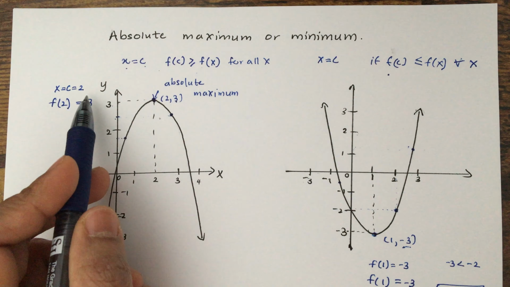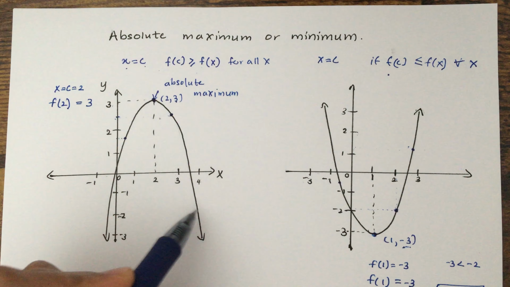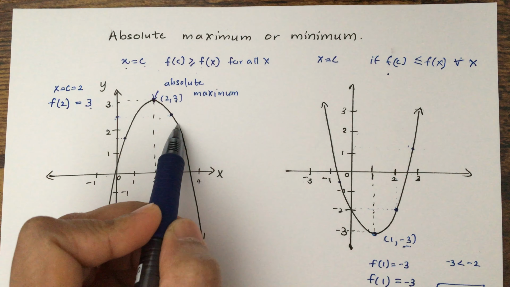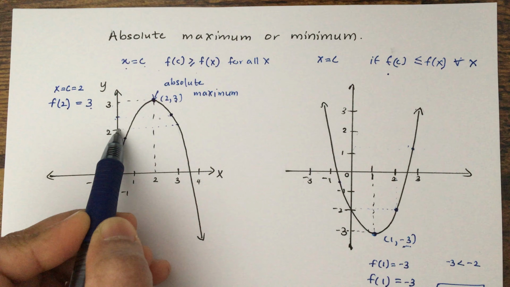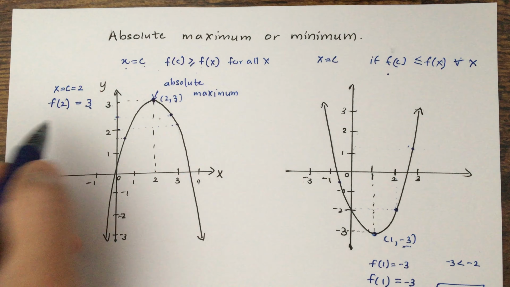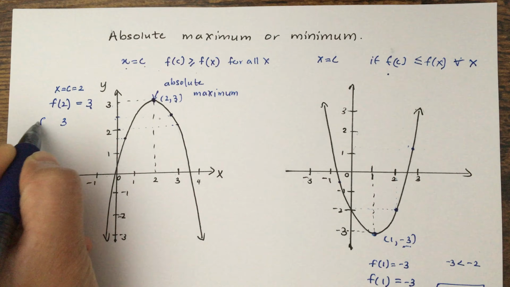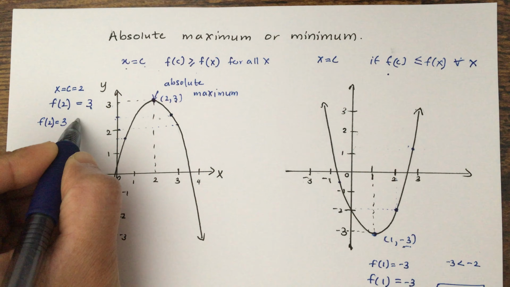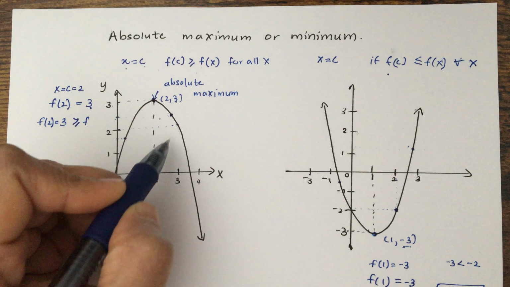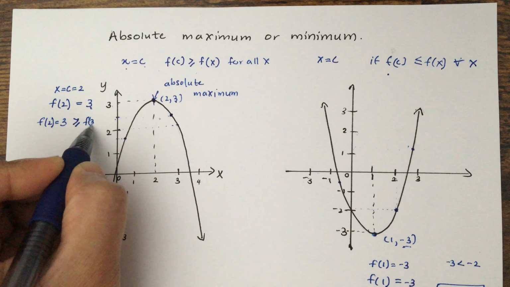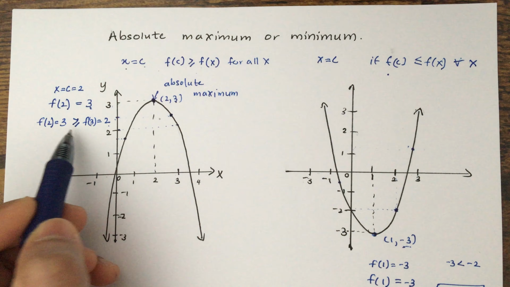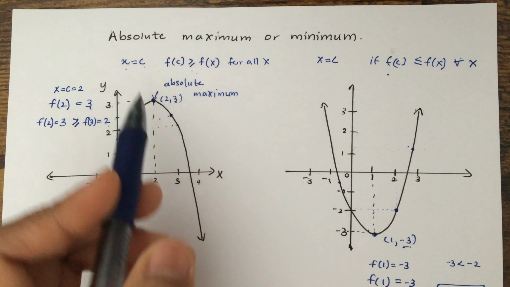So we are going to compare all the y values of this function with this 3, right? For example, if you take this point, as you can see, the y value is 2, which is less than 3, right? So that satisfies this condition, because f of 2, which is 3, is greater than or equal to f of 3, which equals 2, because 2 is less than or equal to 3. So this condition is satisfied at this point.